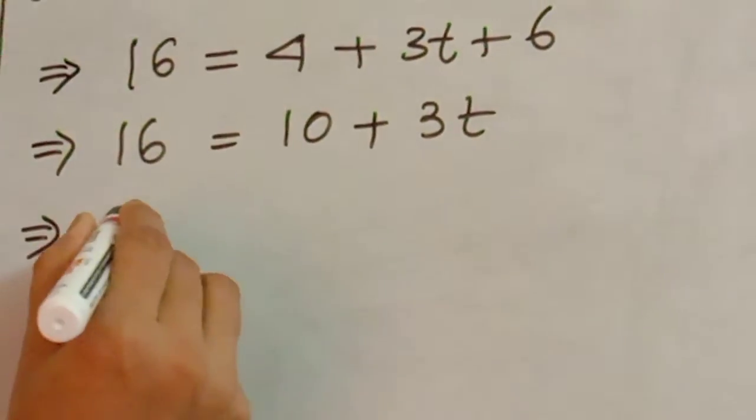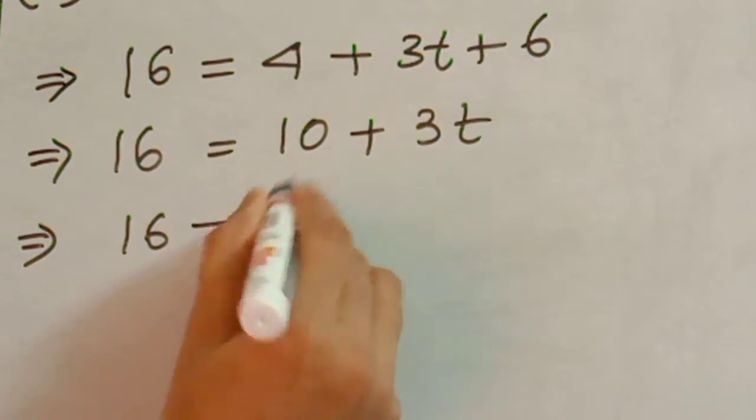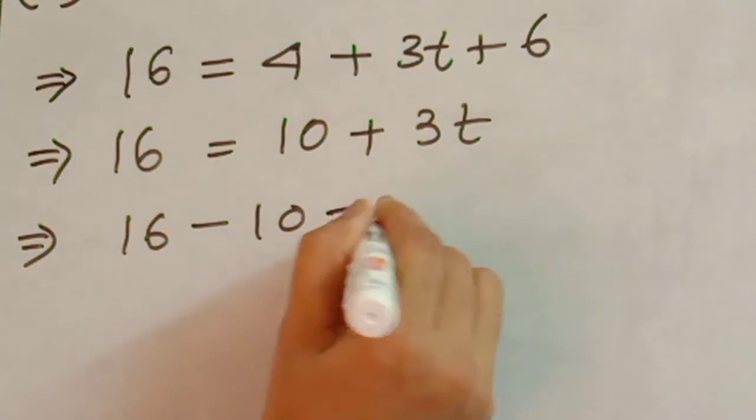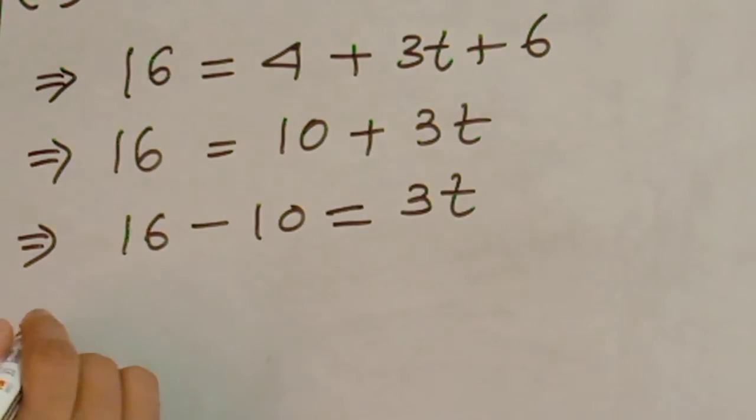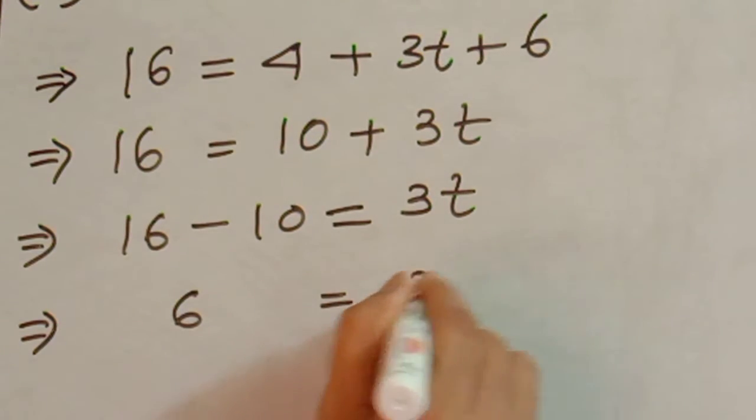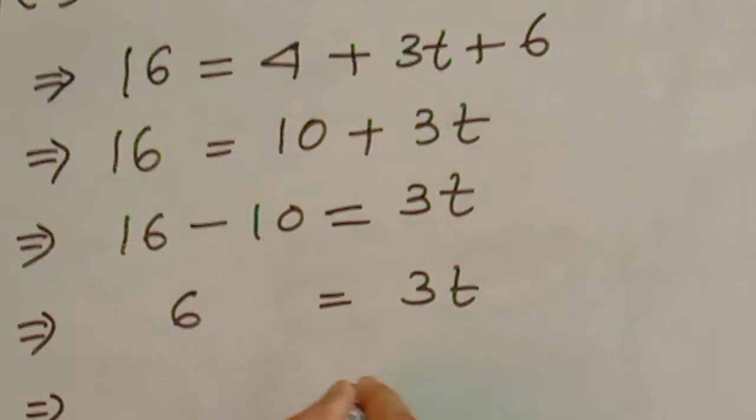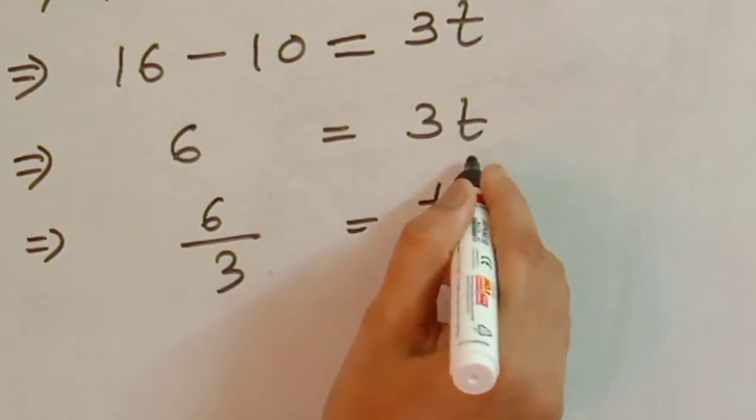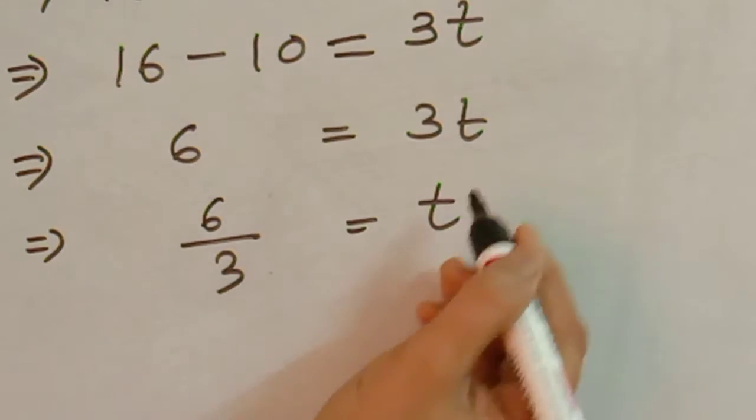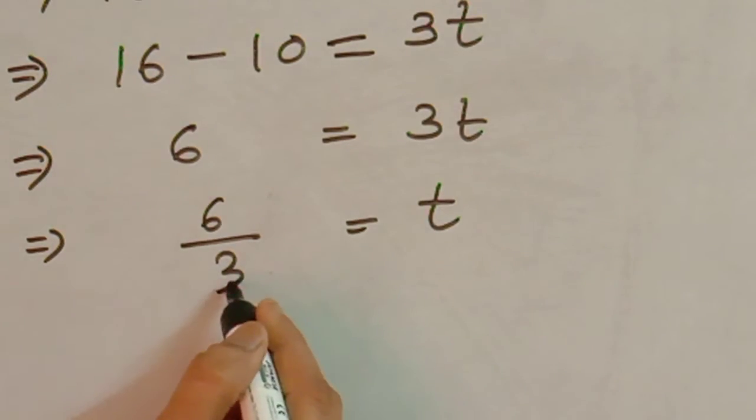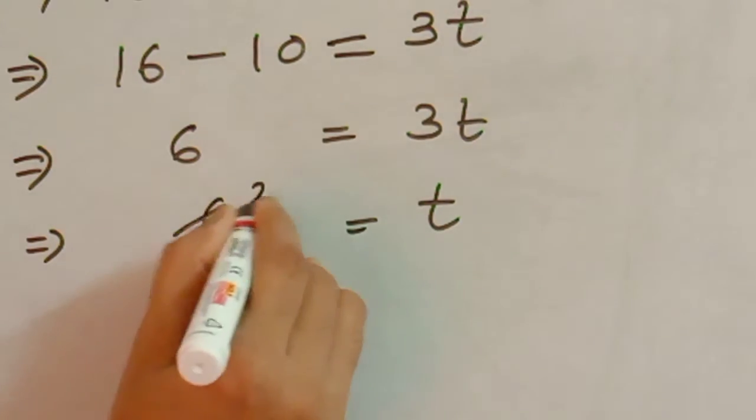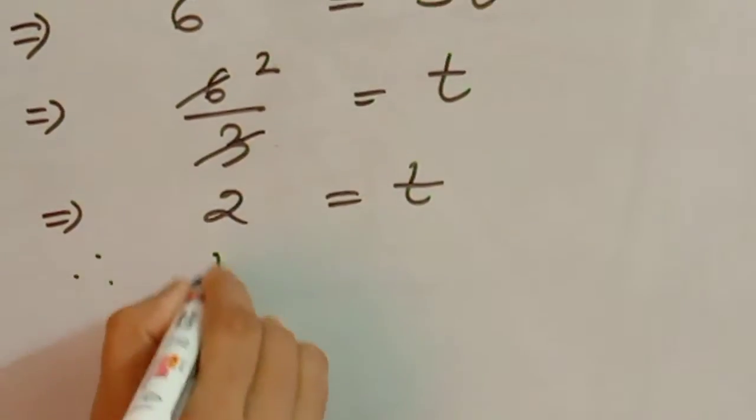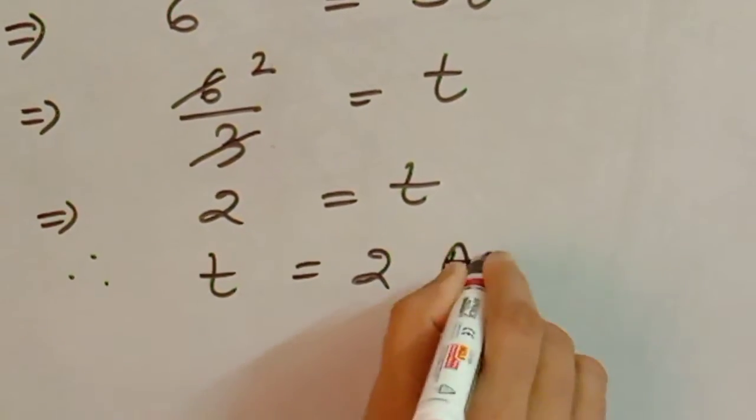Transposing 16 minus 10, 10 was in the right side, transposing this 10 into the left side with the opposite sign, equal to 3t, or 6 is equal to 3t, or t, separating the variable, t is equal to 6 by 3. 3 was multiplied here. So in the opposite side you are transposing this number into the left side, so 3 will be divided here, cancelling. Therefore 2 is equal to t, or more properly you can say that t is equal to 2 is the value of this sum.